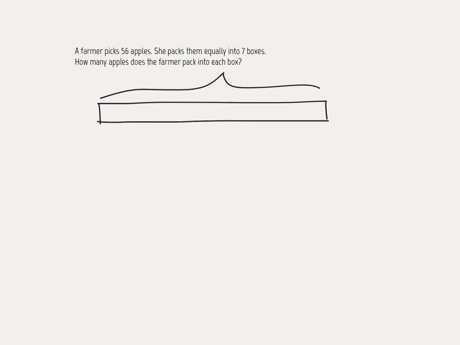And this model is going to look familiar, but we're looking for different information. So in this one, we know the total. So when we did the multiplication, we didn't know the total. That's what we were trying to figure out. But this time we do know the total. And we know that the total is 56 apples. And we're looking to put them equally into 7 boxes. So we're going to do 7 units here. We're going to break this bar into 7 units.